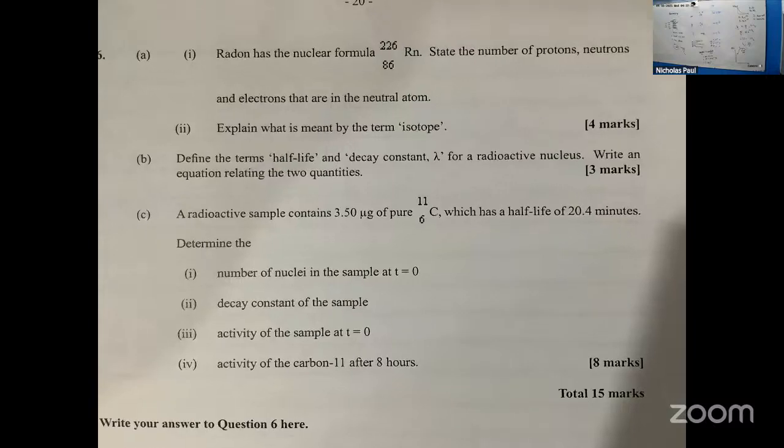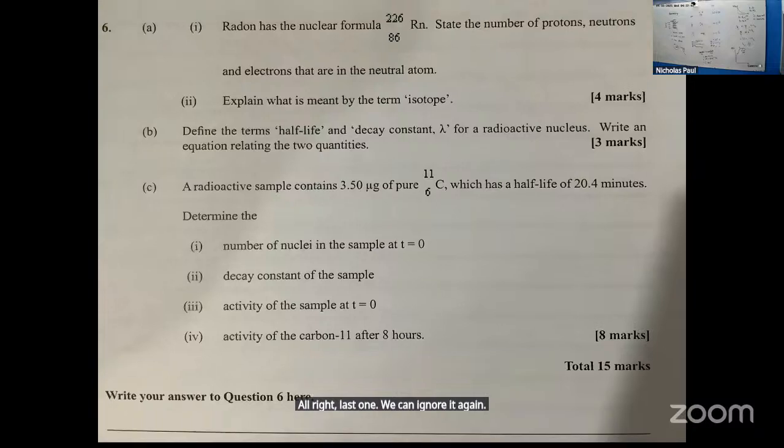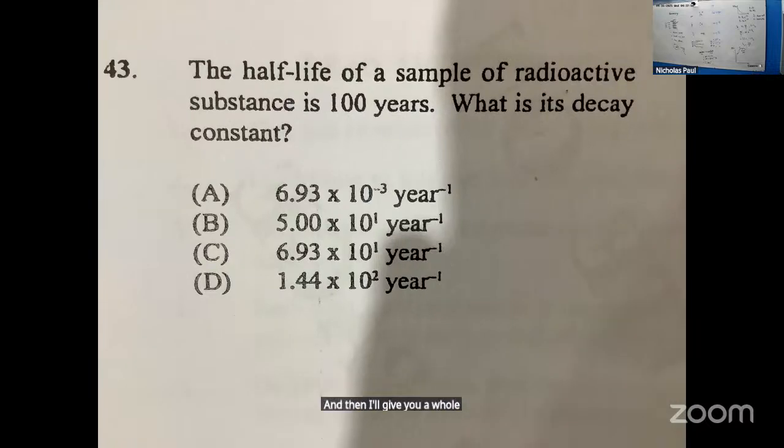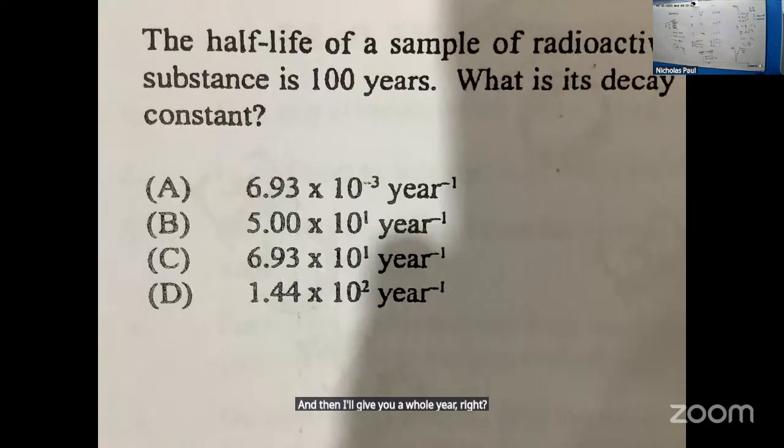All right, last one. We can ignore the A and B, right? Do this fast now. It's a multiple choice. So the half life is 100 years, but it keeps constant. Right, so it's just to divide ln 2 by that, right?